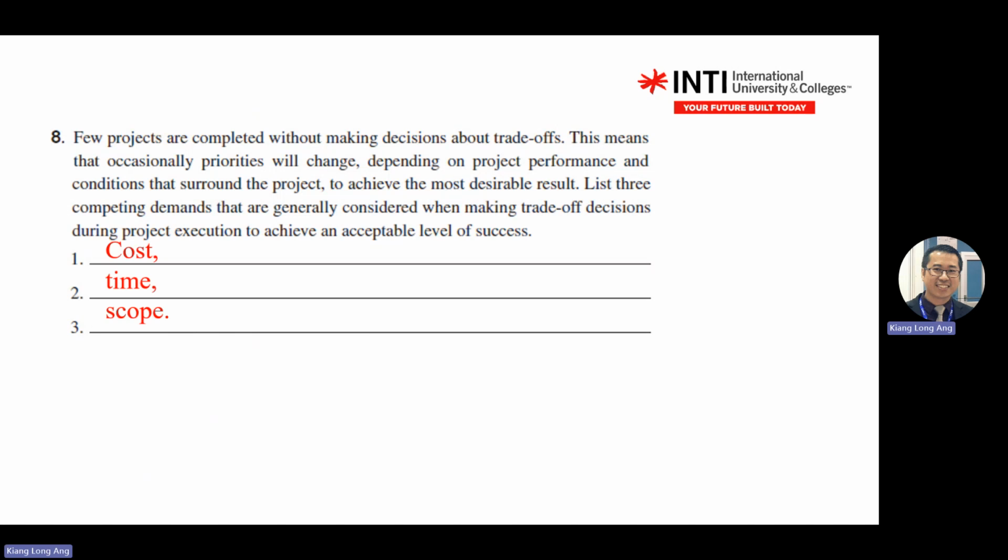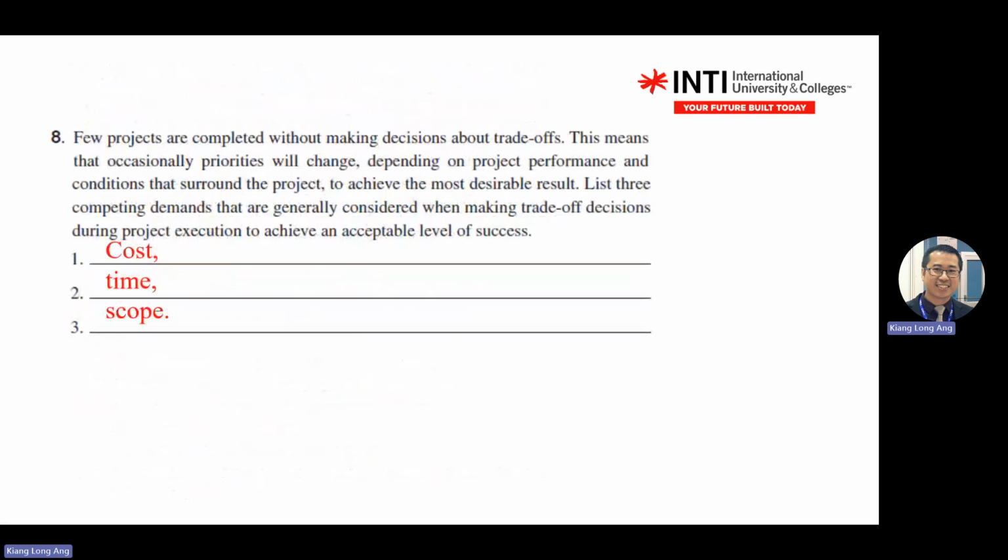So again, project success elements: cost, time, and scope, or cost, time, or quality. Quality cannot. Quality is on the customer side. You cannot fight with your customer. So you can write scope or quality. This one you can negotiate with your customers. Of course, customers don't like you to negotiate the scope. Okay.